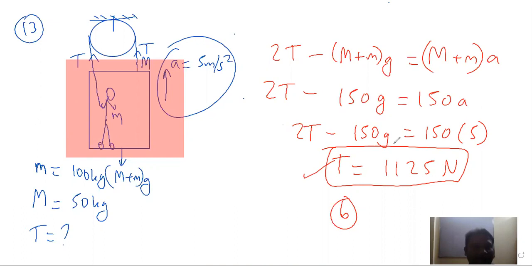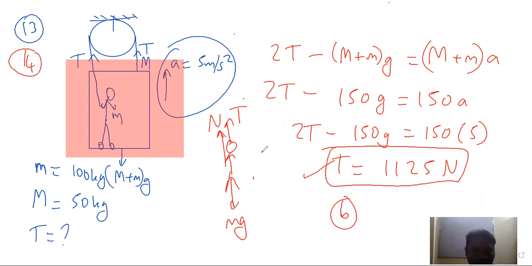Then let us move on to the next question, which is a continuation of this question itself. In this case, we have to find the contact force between the man and the crate. Now we are doing question 14. So let us think about the free body diagram of the man. The force is mg in the downward direction. We have tension force T in the upward direction, normal reaction in the upward direction, and acceleration a in the upward direction.